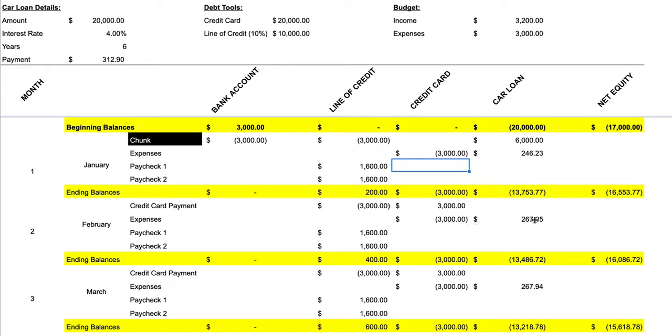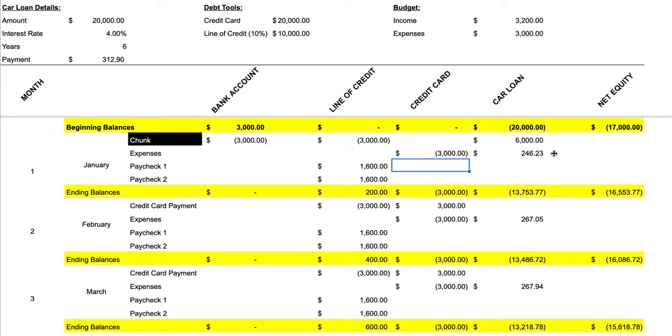And then remember, again, over here, from your negative $3,000 expenses, 267 of that is going to reduce the car loan. So keep that in mind as well. Some of the $312.90 is going towards the interest for the car loan. Some of it is going for the principal, and this is the amount for the principal.